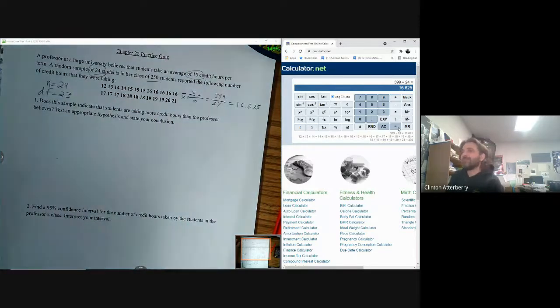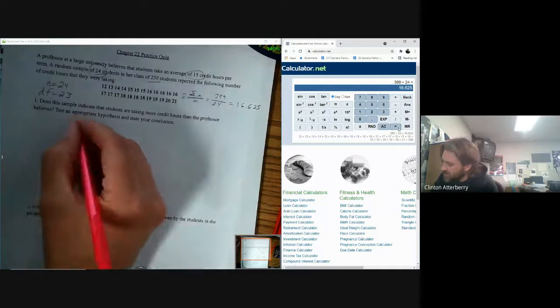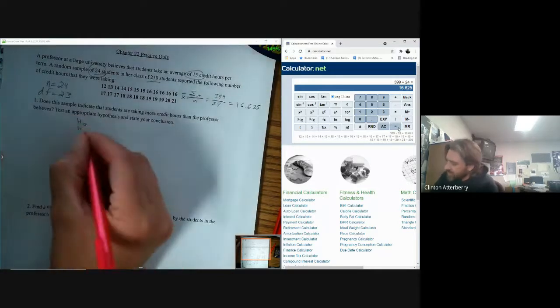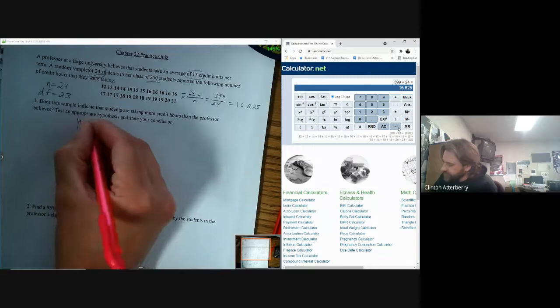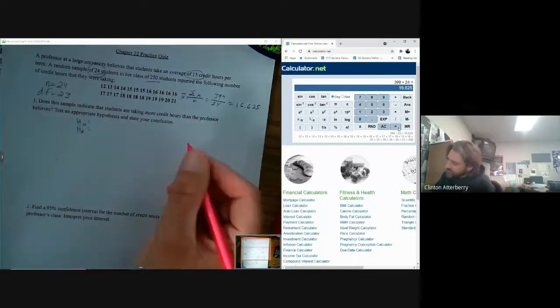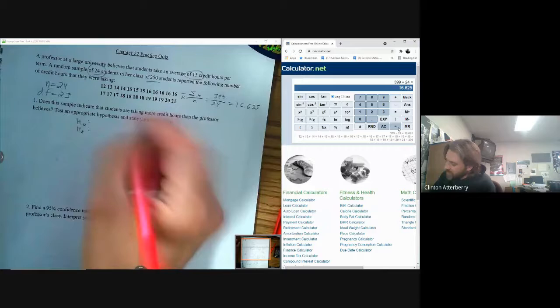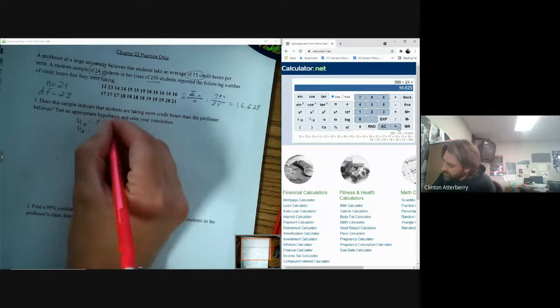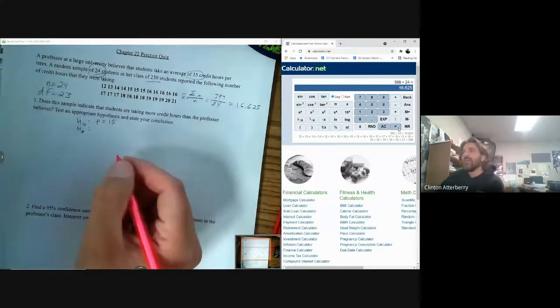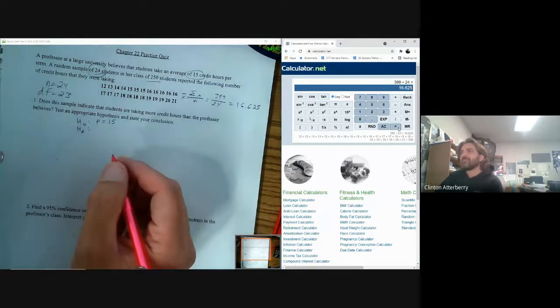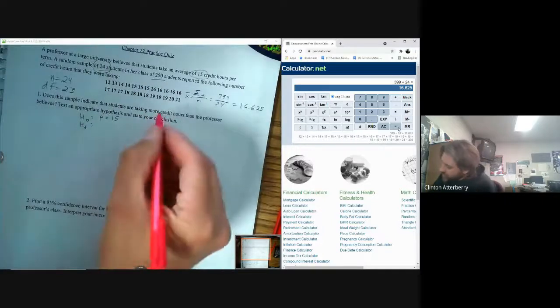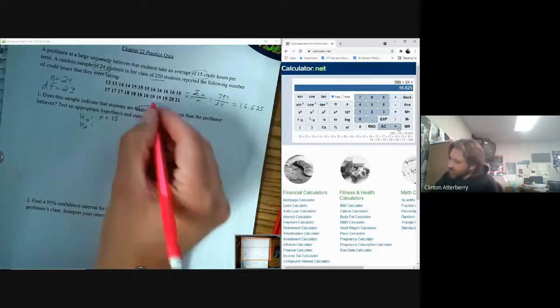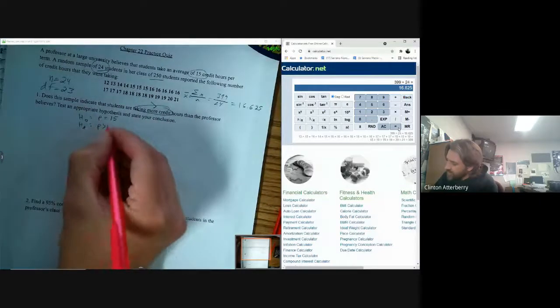All right, so test an appropriate hypothesis. Let's do the H naught and H alternative, okay? He wants to know something about an average of 15 credit hours. The null hypothesis would be that mu is equal to 15 credits. And then this says taking more, so that's the question, so greater than. The alternative is that mu is greater than 15.